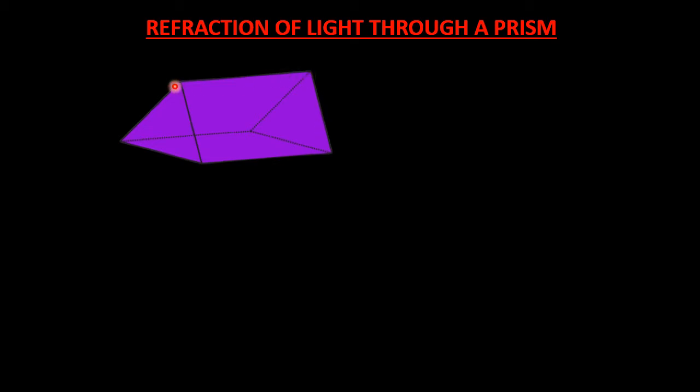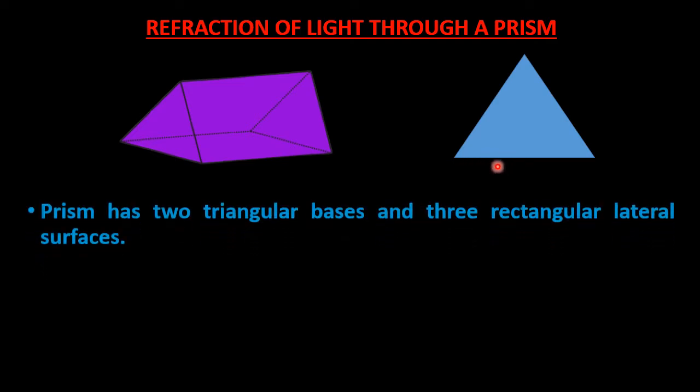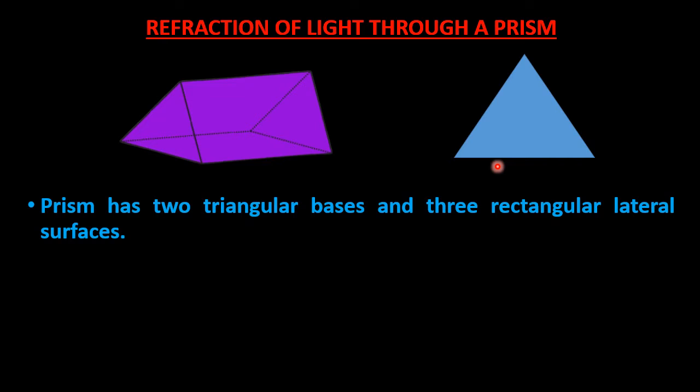And the rectangular surfaces are, this is the first rectangular surface, this is the second rectangular surface, and we have one more rectangular surface at the bottom. So altogether there are 5 surfaces, 3 rectangular and 2 triangular. But in our copy or in the book we see the shape of a prism like a triangle only. So a prism has 2 triangular bases and 3 rectangular lateral surfaces.